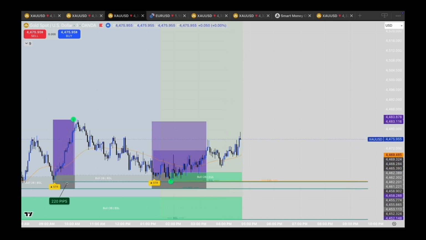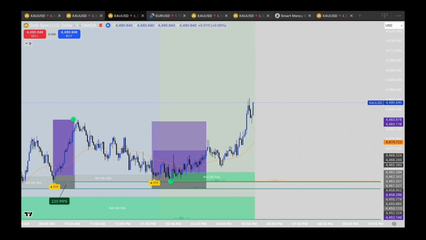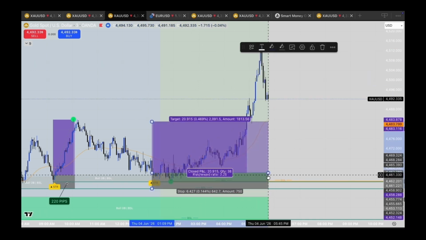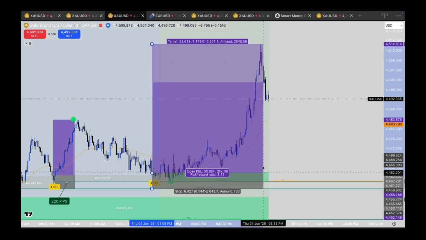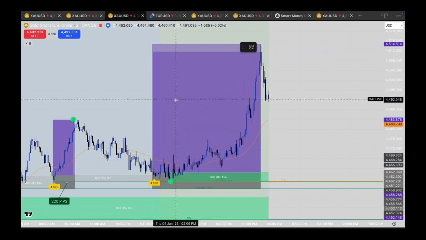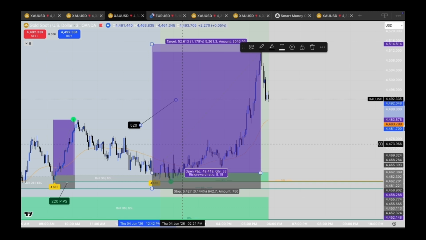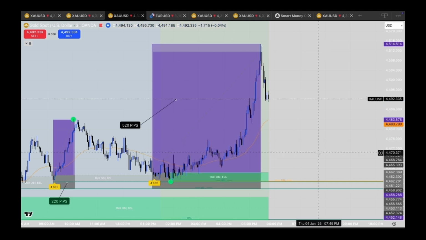And wow, the market explodes. Price continues moving higher. Momentum keeps building. Buyers remain completely in control. What started as a normal setup turns into a massive trend. The final result? An incredible 520 pips.